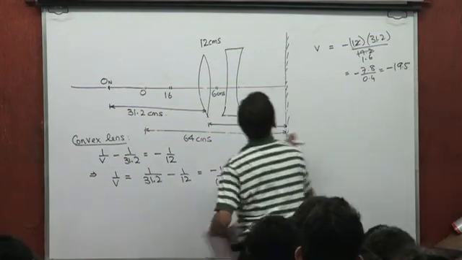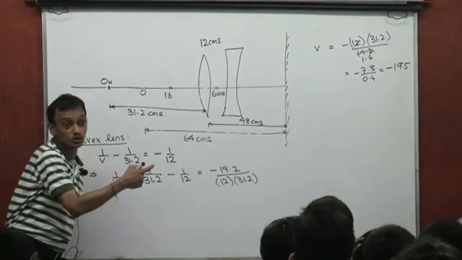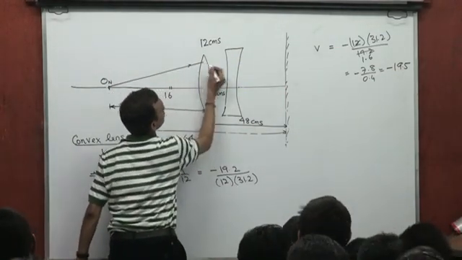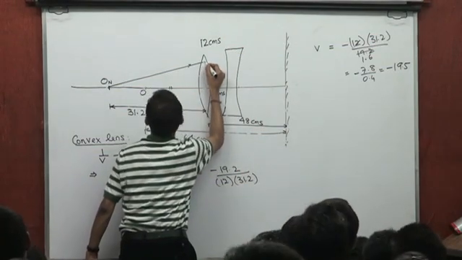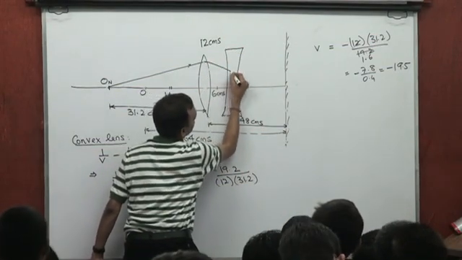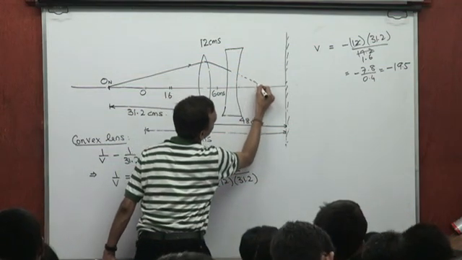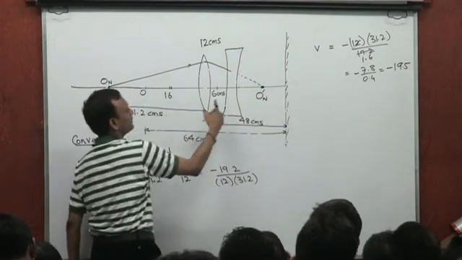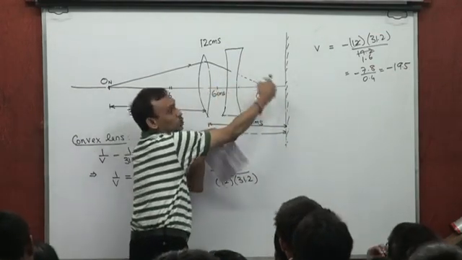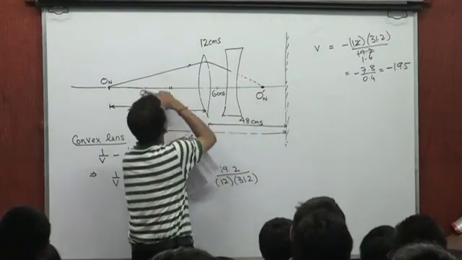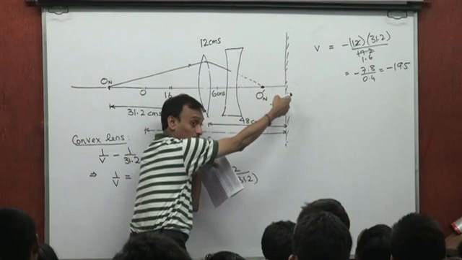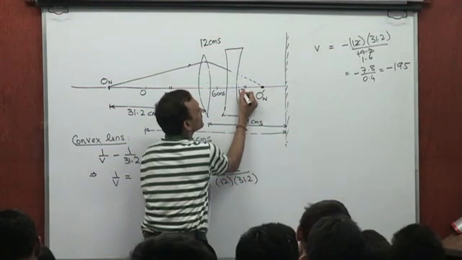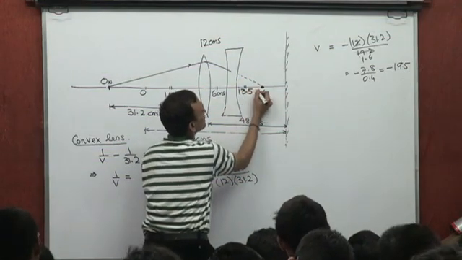That's where the image would have got formed if this lens was not there. If this lens was not there, the image of ON would get formed at O prime N, 19.5 centimeters from the convex lens. But this is 6 centimeters, so this must be 13.5 centimeters.